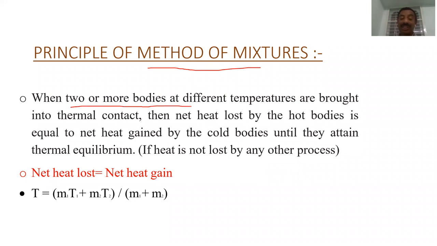When 2 or more bodies at different temperatures are brought into thermal contact, heat flows from the body at higher temperature to the body at lower temperature. So the hot body loses heat energy and the cold body gains heat energy. The net heat lost by the hot bodies is equal to the net heat gained by the cold bodies until they attain thermal equilibrium.